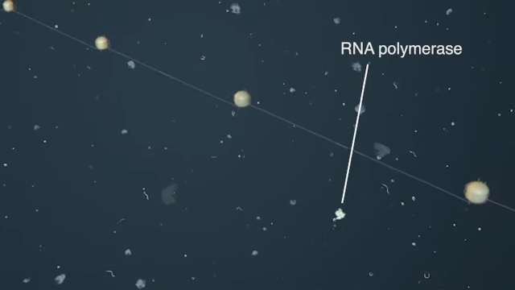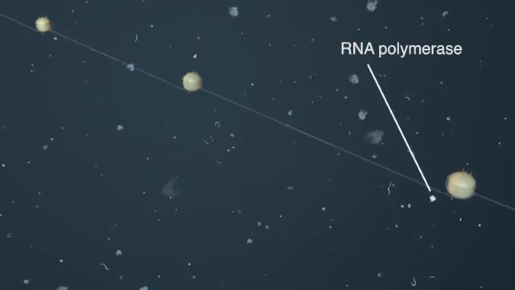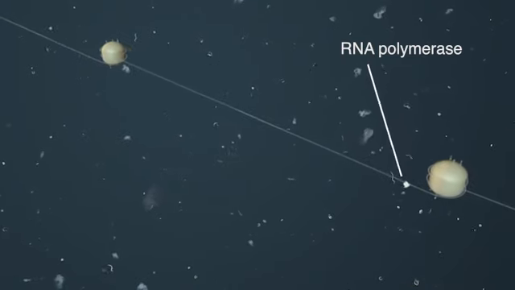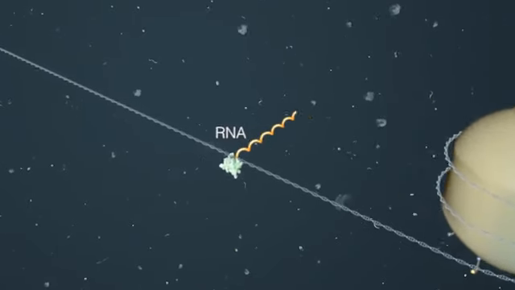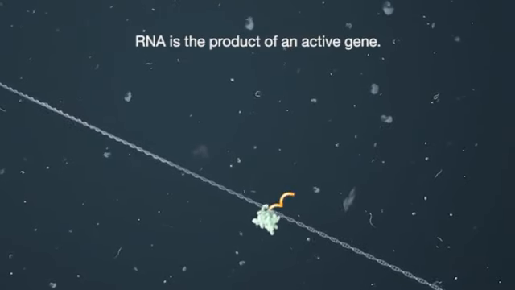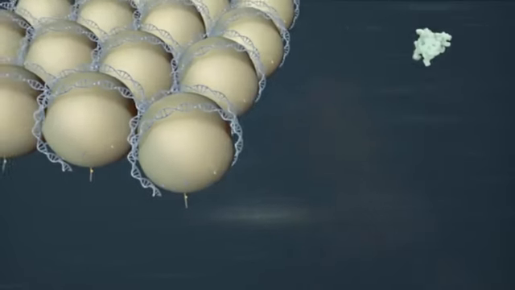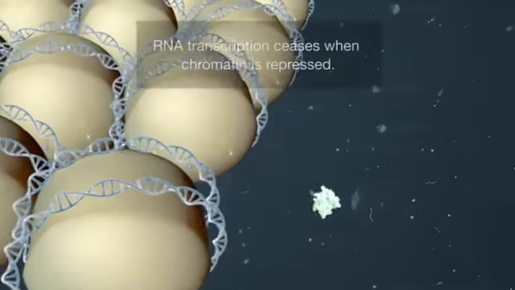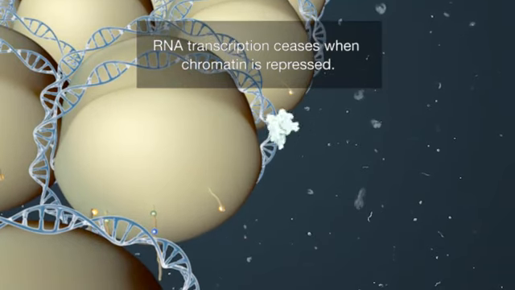DNA is transcribed into RNA when RNA polymerase binds the chromatin and transcribes RNA from the DNA template. The more active the gene, the more RNA is produced. RNA is the product of an active gene. When chromatin is repressed or inactive, it becomes tighter and more compact. RNA transcription ceases, and the functional activity of the gene is quenched.